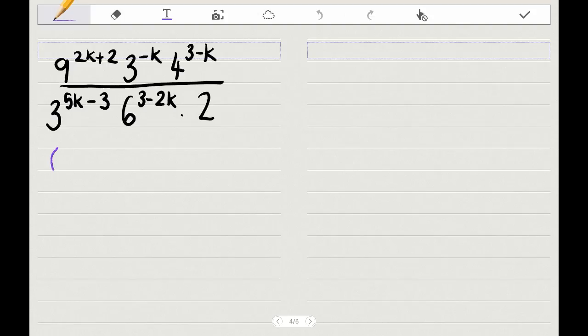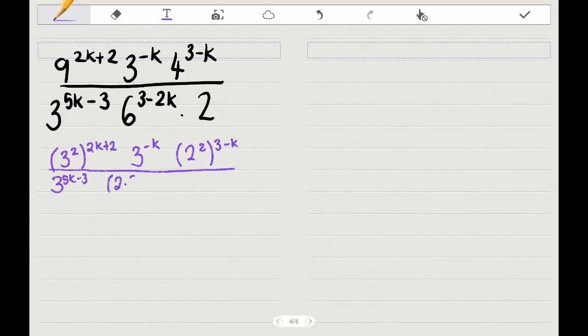So first step, prime bases. 9 is 3 squared to the power of 2k plus 2. 3 to the power of minus k, that's already a prime base. 4 is 2 squared to the power of 3 minus k, all over 3, and that's already a prime number, so we can write the exponent. 6 we know is 2 times 3, and that's 3 minus 2k and times 2.